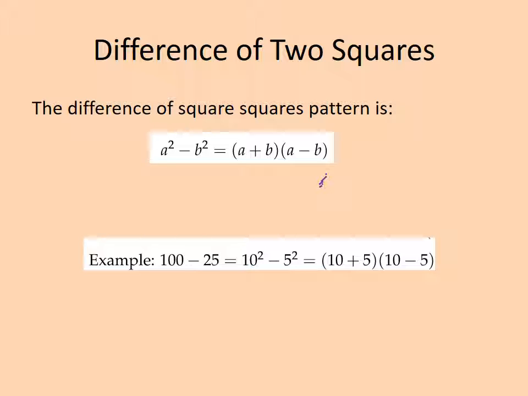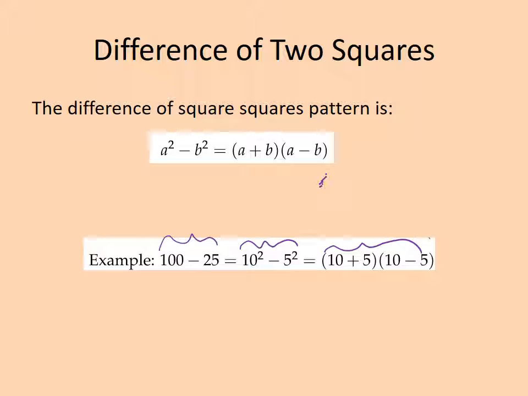So if you start with 100 minus 25, these are both perfect squares. And you could rewrite it as 10 squared minus 5 squared, which you could also then rewrite as 10 plus 5 times 10 minus 5.